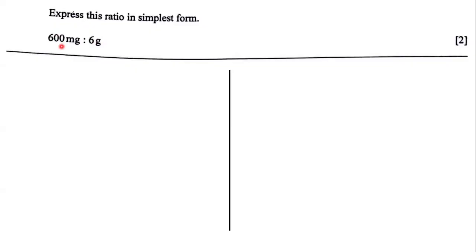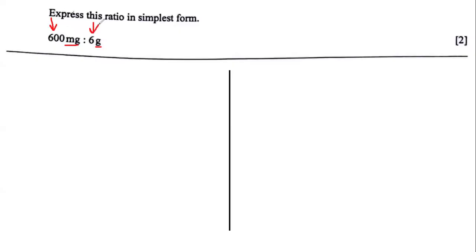Very good. So hopefully everyone can see that. We have milligrams and we have grams. Can we all see that these are different units? Yes, sir. So we have milligrams to grams, and both of these are different units. So we can't just directly start simplifying the 600 and the 6.